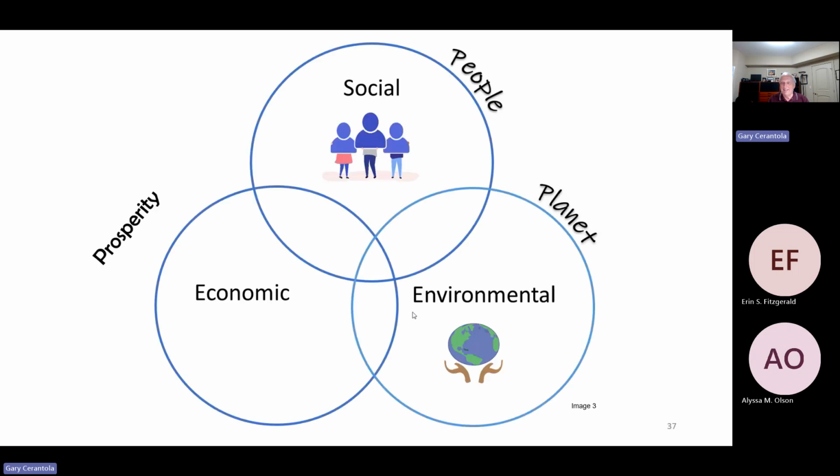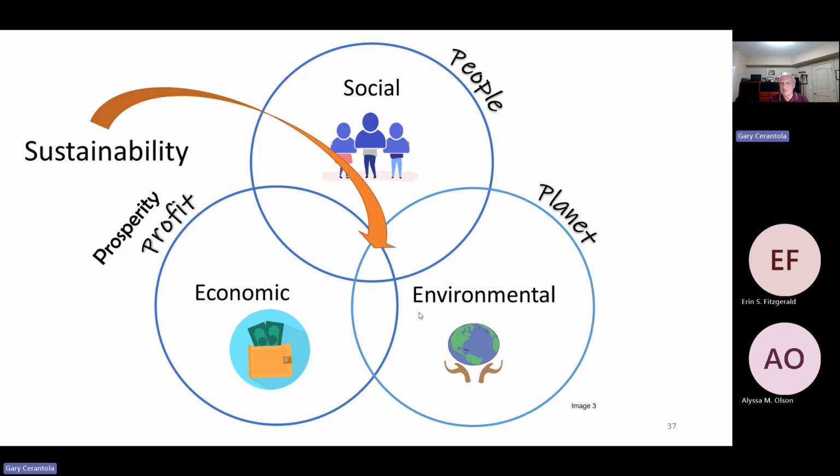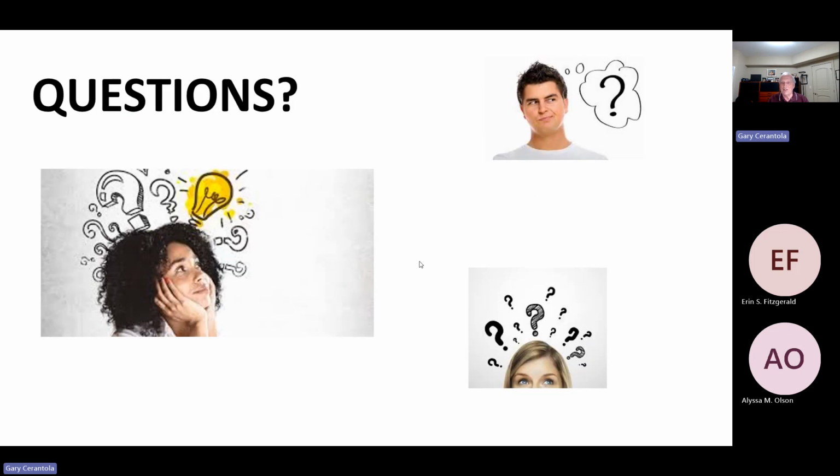So at the end of the day, this is what it's all about. In terms of sustainability, this is where social, economic, and environmental meet. Here's where you want to be managing.